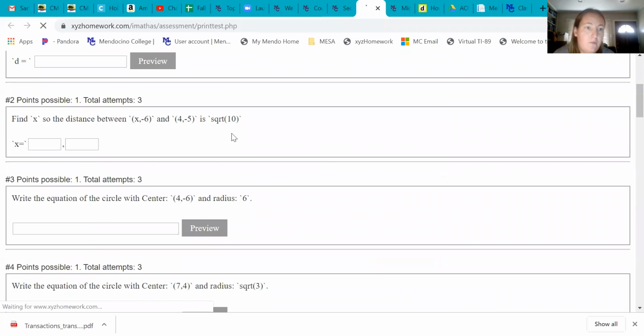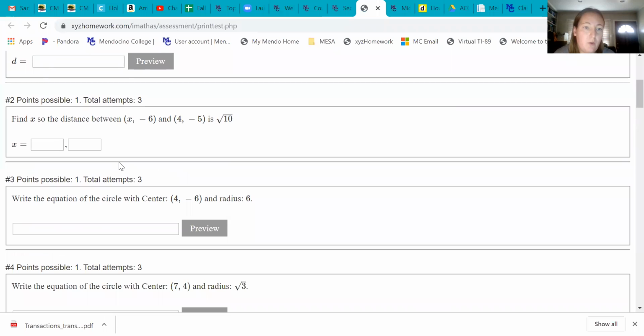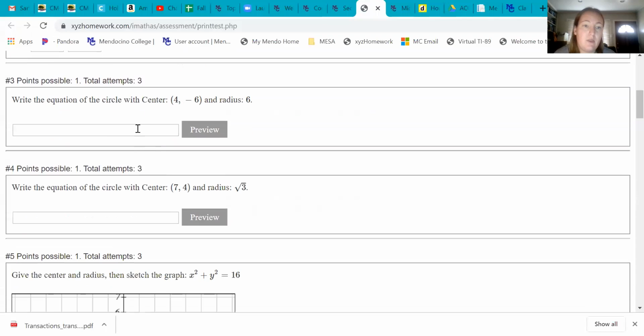Okay, so the first couple just ask you to find the distance between some points. This would ask you to find an x. We had an example like that. Here it gives you a center and radius and asks you to write the equation. When you do that, just be careful that you are taking the opposite for both the x-coordinate and the y, that you're squaring both, and that you have a plus in between.